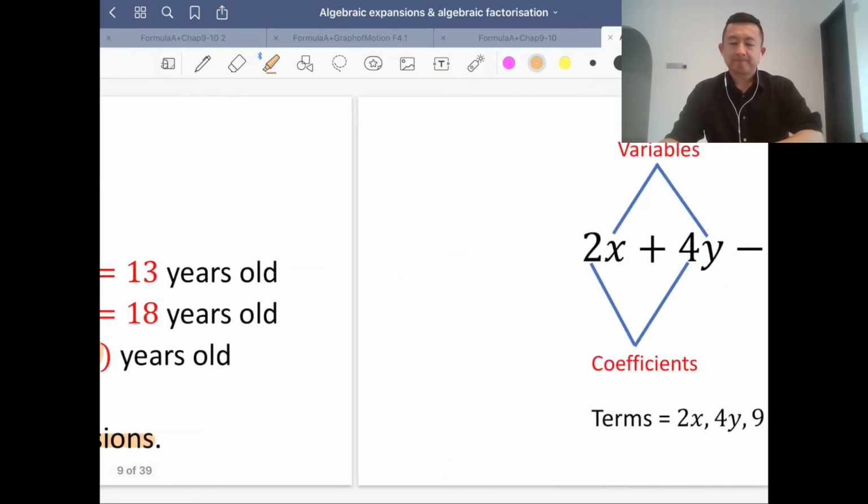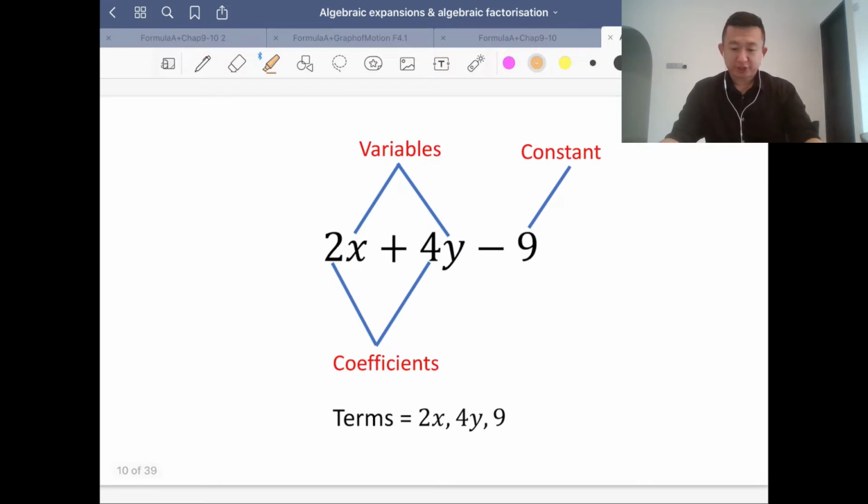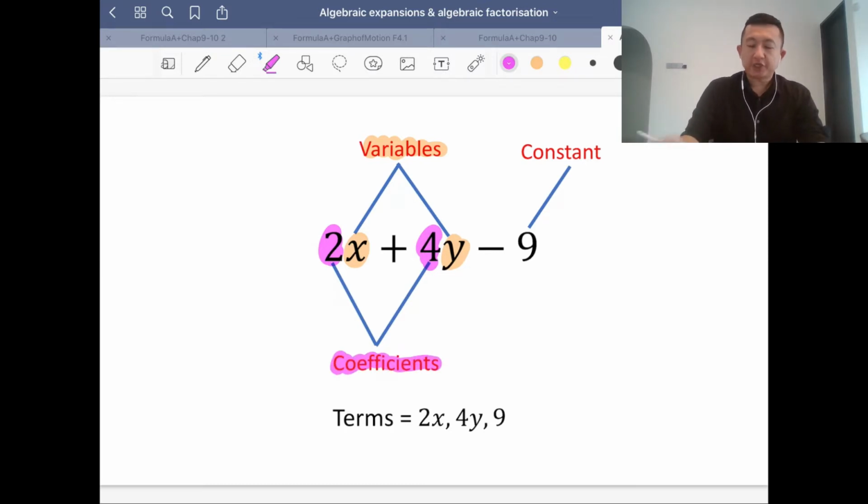One more thing. This is an algebraic expression. As I told you, the letter represents the variable, an unknown, a value that has yet to be determined. And you also have a number side by side with the variable, and we call it a coefficient. And you have another number alone without any variable. You call it a constant. Those are the special names we assign in algebraic expressions.